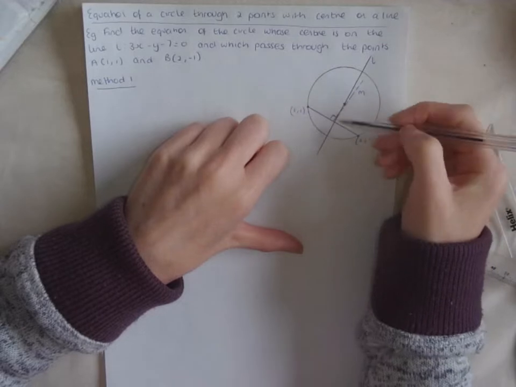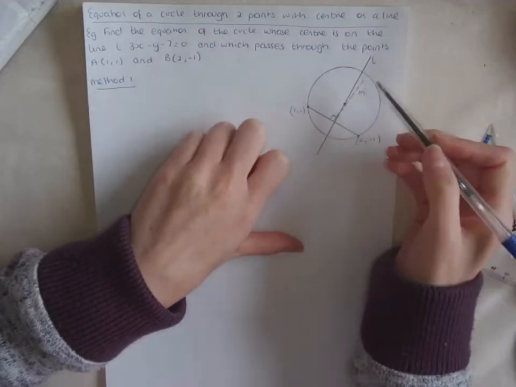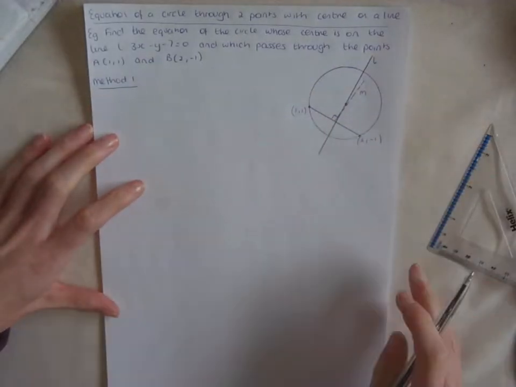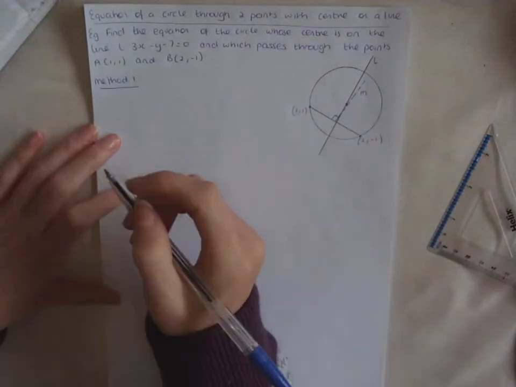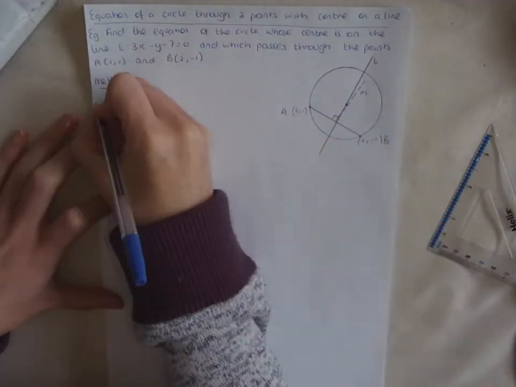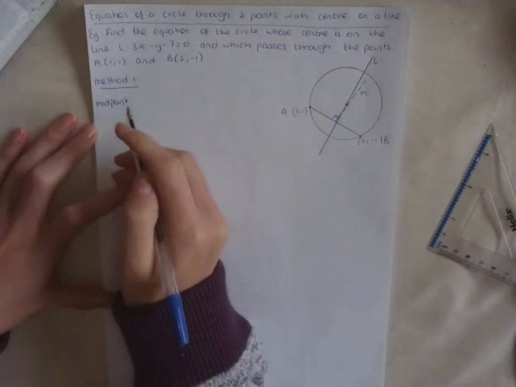You know that the perpendicular bisector of that chord will contain the centre. You also know that this line contains the centre, so you're just going to get simultaneous equations with the line L and the bisector M, and you're going to get the centre like that. Okay, so very similar to what we've been doing. So call these A and B. Let's get the midpoint. We're going to do it two ways. This is the first way, this is method 1.